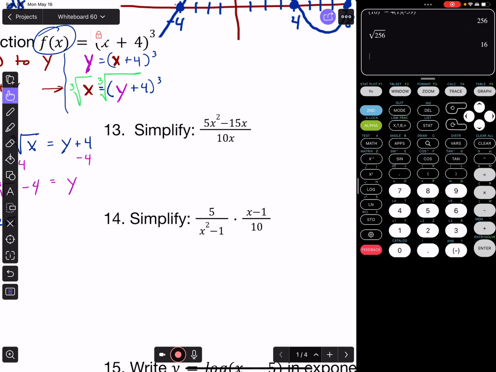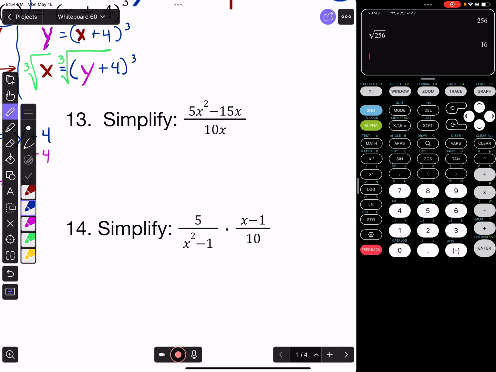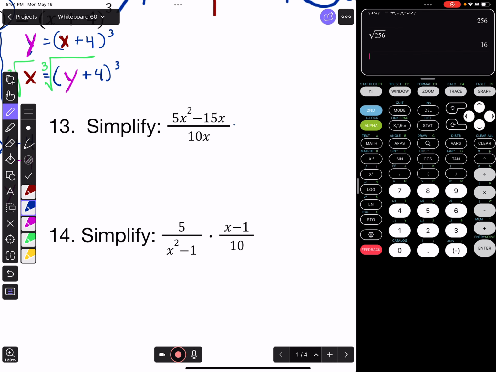Just a couple more here. Here is number 13. This is to test to see if you realize you have to first factor. In this case, there's a GCF of 5x we can take out. That you have to factor before you can cancel anything.